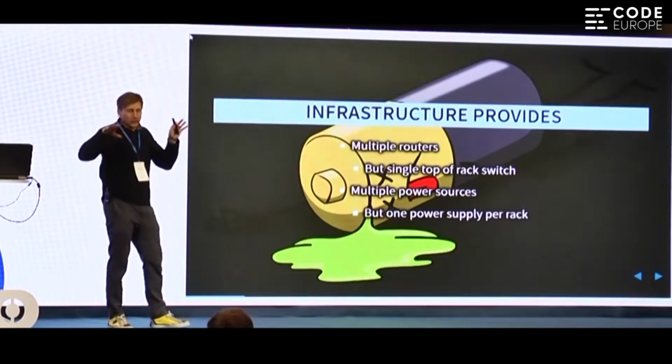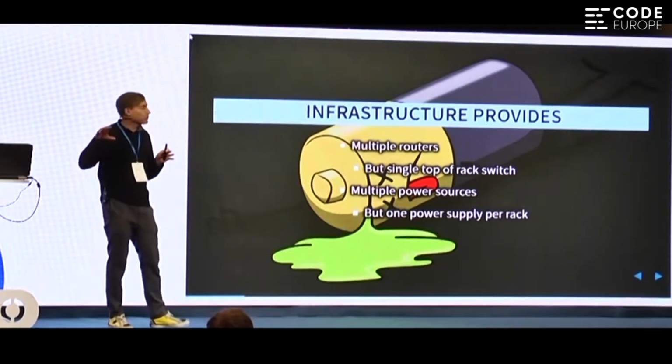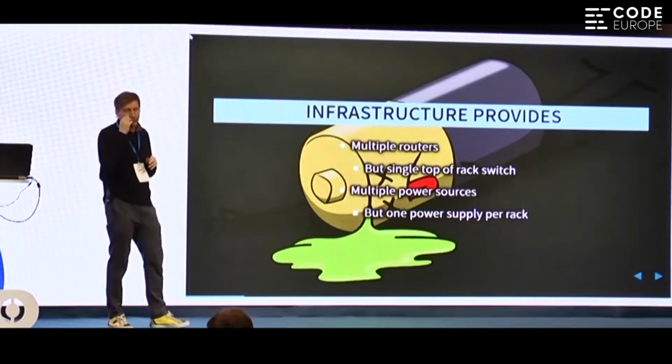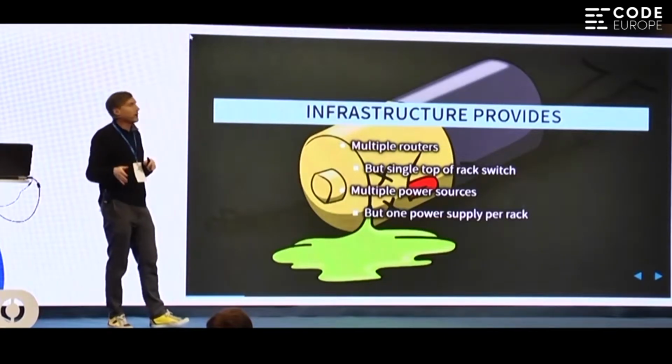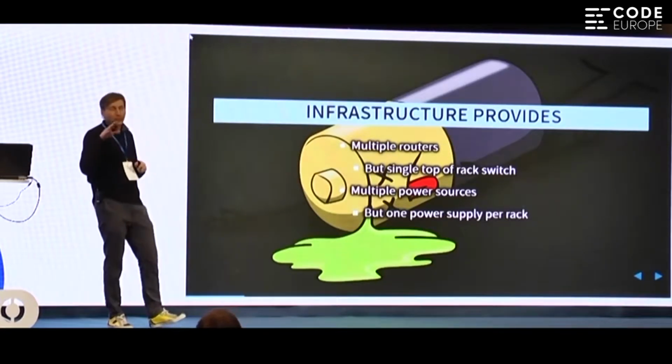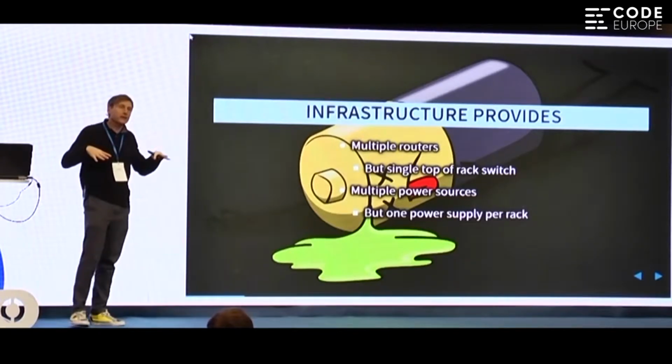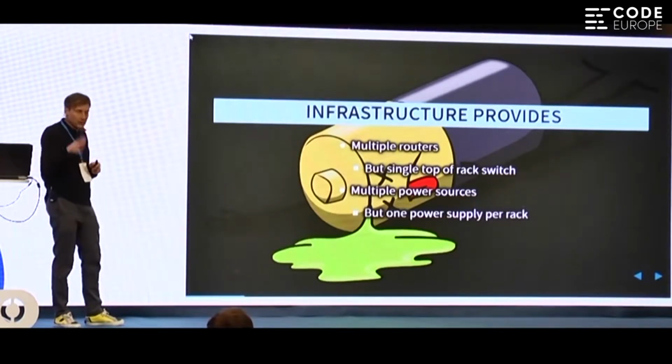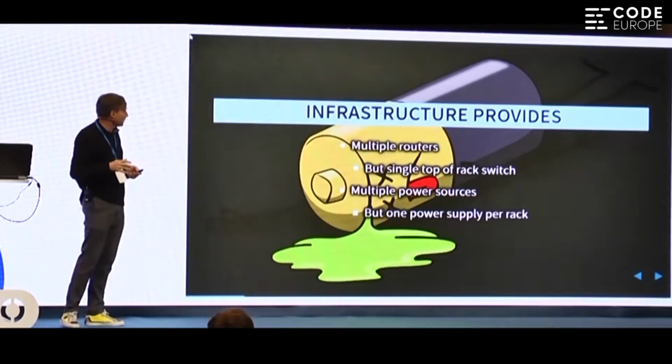But in our new system, sometimes we still have a single top of rack switch. So if we lose the top of rack switch, we lose the rack. We have multiple power sources coming into our data centers, but we only have a single power supply per rack.